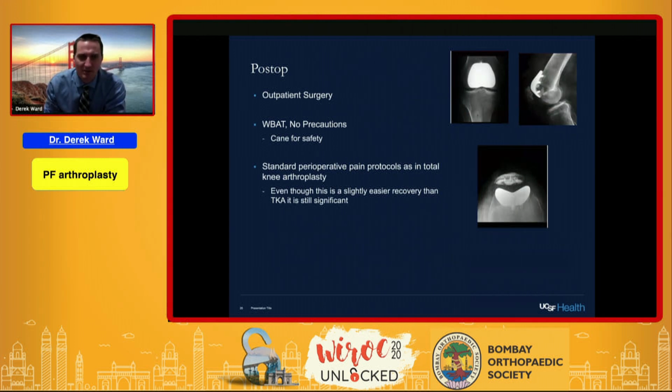Post-op is essentially an outpatient procedure. Weight bearing is tolerated, but with a cane for safety. And I use all of the standard total knee arthroplasty pain protocols.